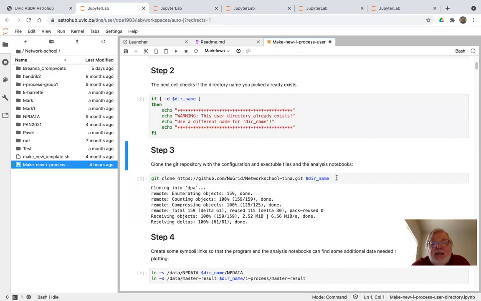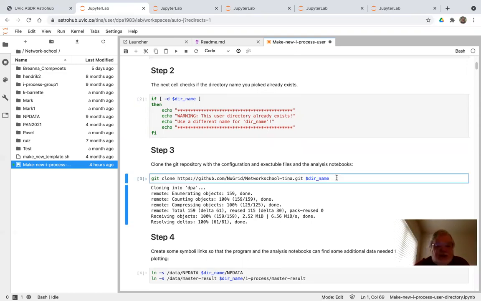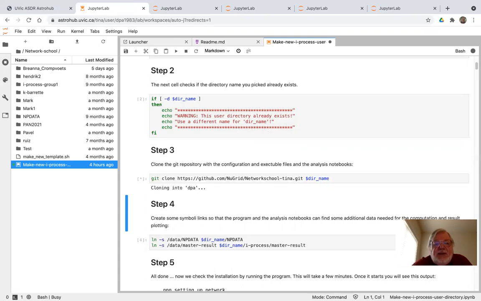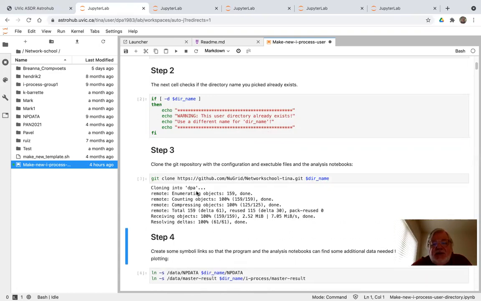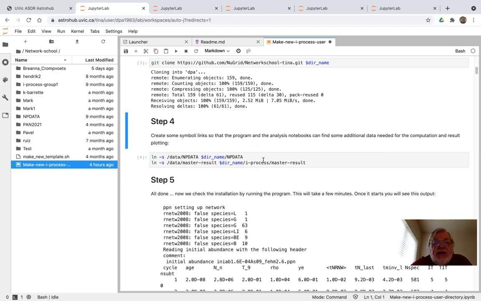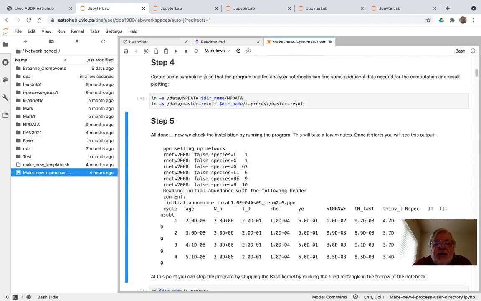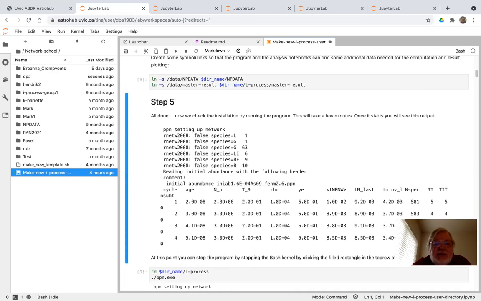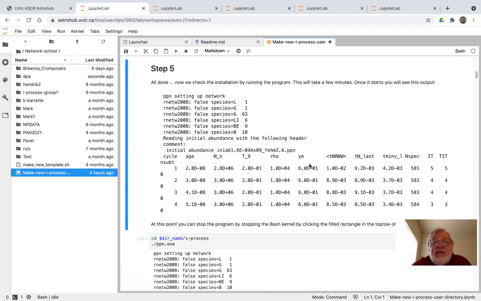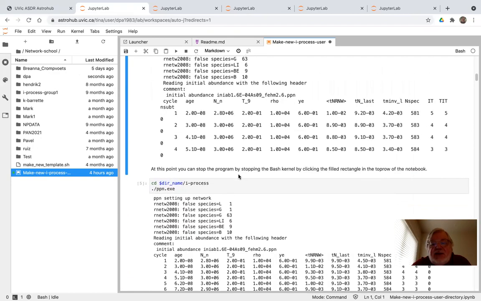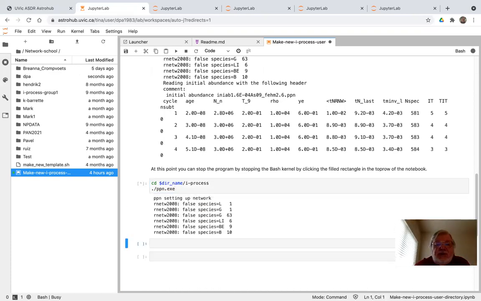The next cell is important. It will clone computational tools into a directory under the name that you have chosen. Okay, cloning into DPA. As you can see, it's cloning into DPA. Now it's done. The next step, also important, will add some data files that are necessary to run simulations. Therefore, just execute them. Step 5, just to check that everything was done correctly, you run the next cell, and its text says it should produce something like this. Okay, so I'm going to execute this, and then just wait.